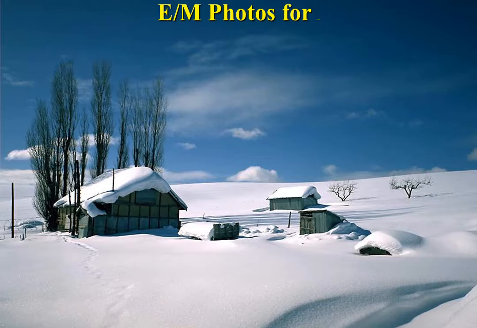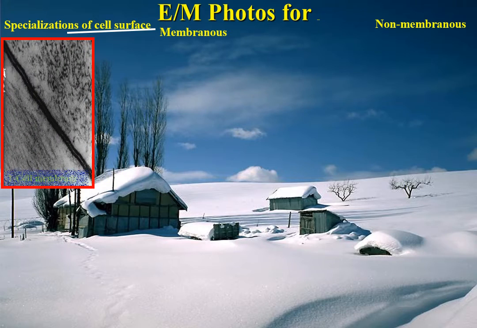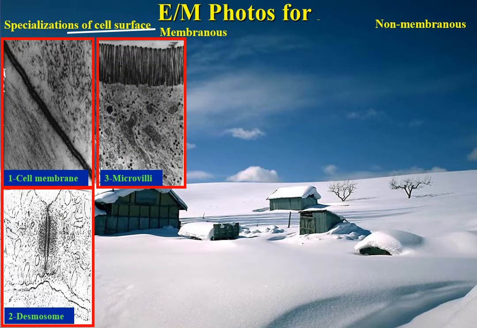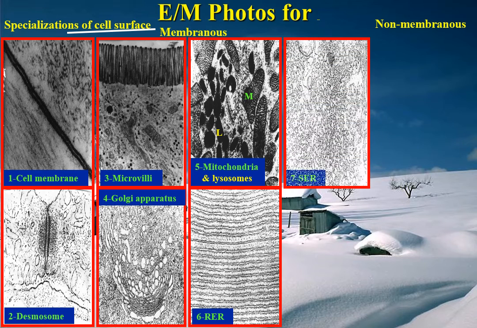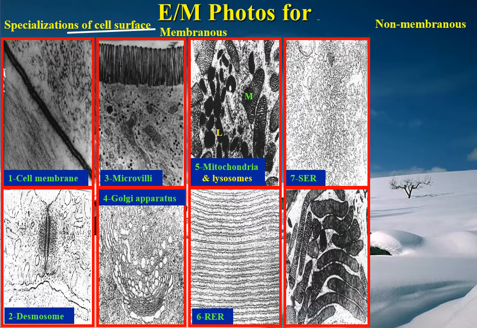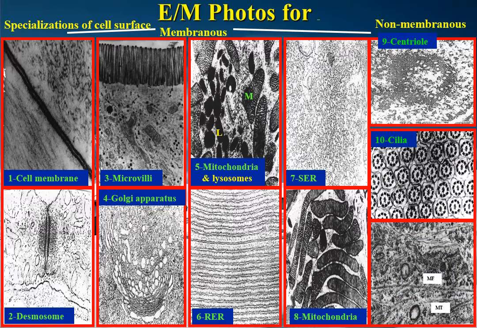Electron micrograph photos for some examples of membranous and non-membranous cell organelles and specializations of the cell surface. Membranous organelles and specializations of the cell surface: cell membrane, desmosome, microvilli, Golgi apparatus, mitochondria, and lysosomes, rough endoplasmic reticulum, smooth endoplasmic reticulum, mitochondria. Non-membranous organelles are centriole, cilia, microtubules, and microfilaments.